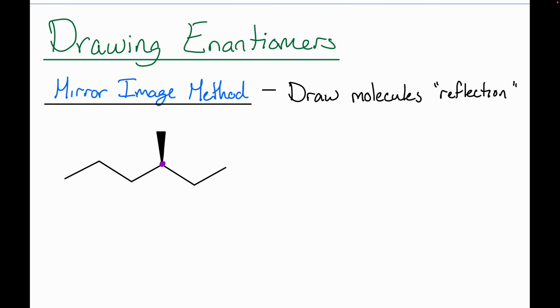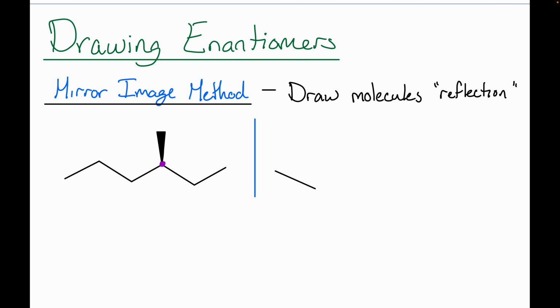All right, so let's imagine that we have a mirror here. This molecule is looking at itself in the mirror. What's this molecule going to see? All right, so now I'm going to have to start my next bond going down, right? If it's looking in the mirror, it's going to be its reflection.